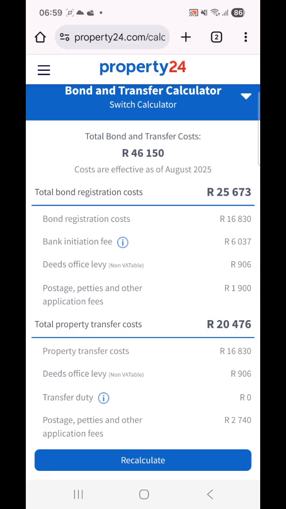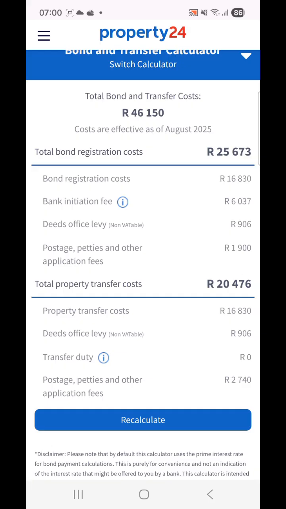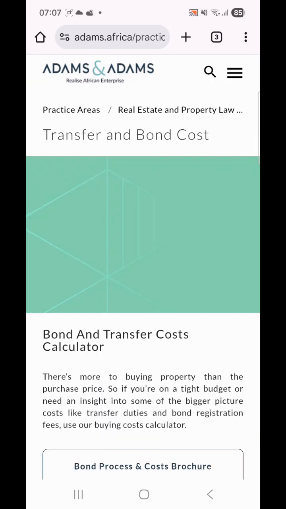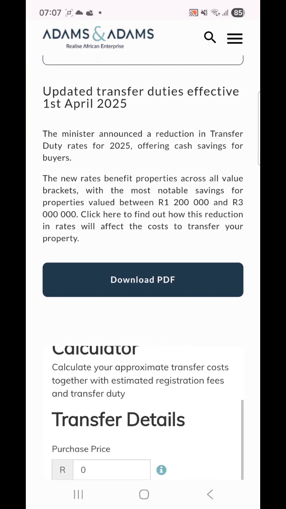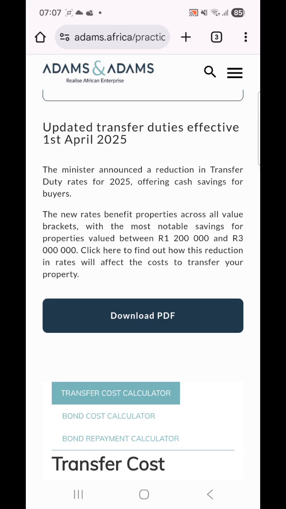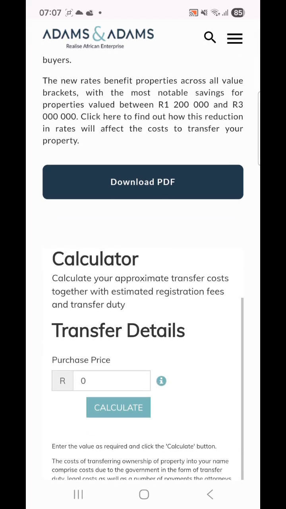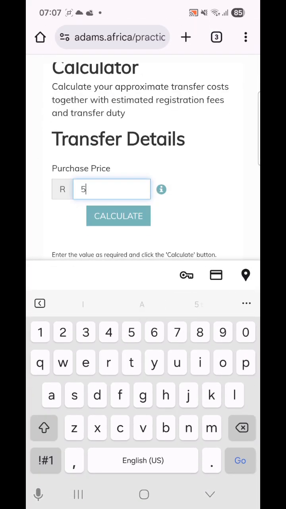Like I said in the beginning, whether it's in an estate, a gated community, whether it's a flat, whether it's a standalone home. And then you have your total property transfer cost, which is your property transfer, your deeds office levy, your transfer duty, which we will talk about later on, your postage, petties, and other application fees. I also went to another website, Adams and Adams, where we can see in detail what these different costs actually mean, and in their company how much it would cost you if you were to purchase a property of 500,000.